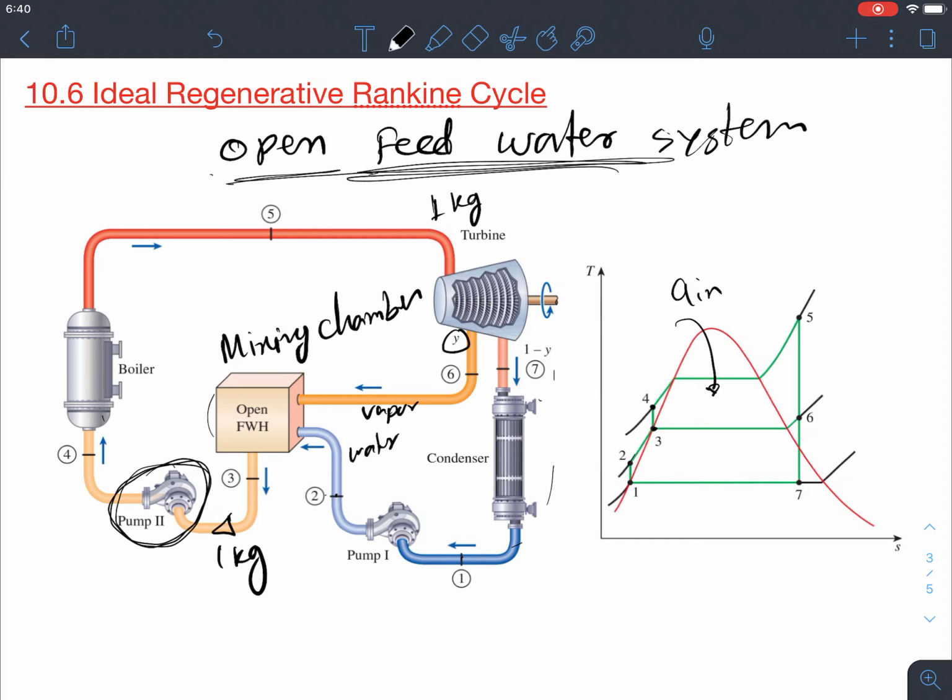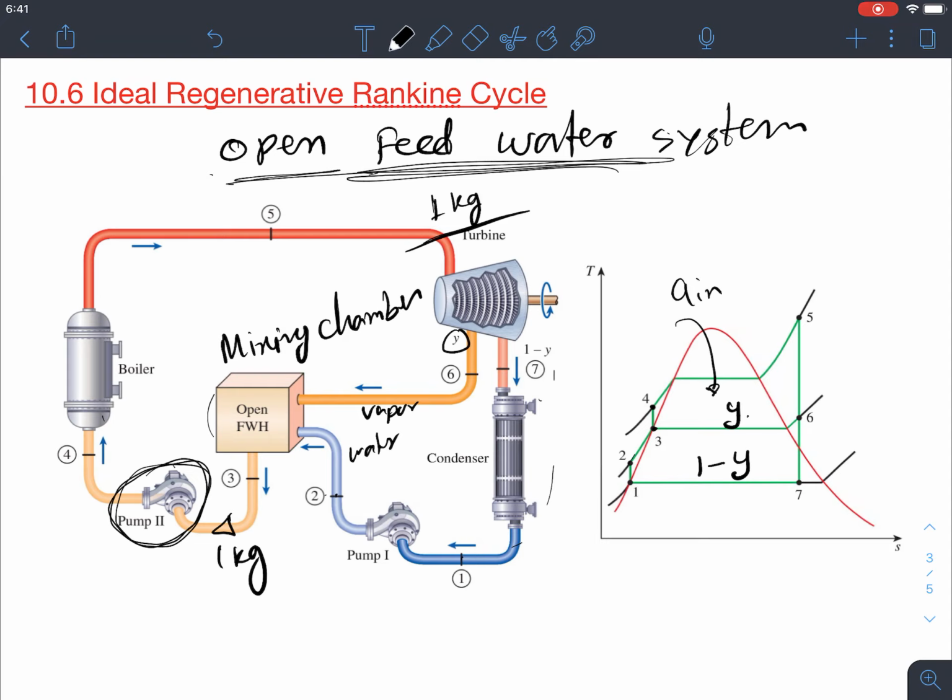and the turbine is expanding. Now the interesting thing is that in the turbine, just for example, 1 kilogram of vapor, when it's coming through the turbine, there are two outlets. One is y kilogram of the vapor coming to the open feed water heating system. The rest of the amount, 1 minus y kilogram of water, is coming to the pump, right? So that's what is happening.